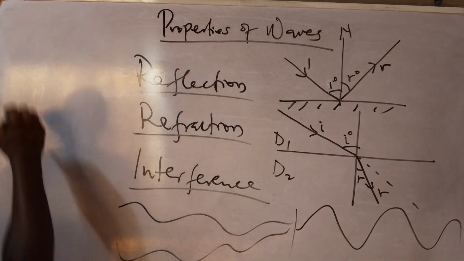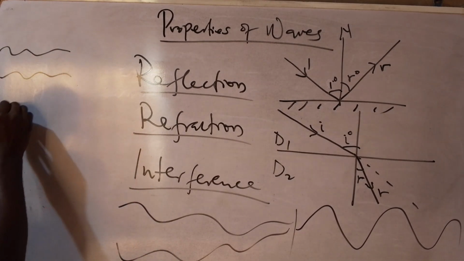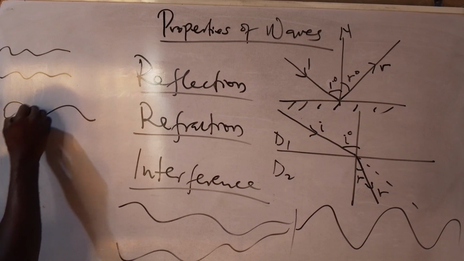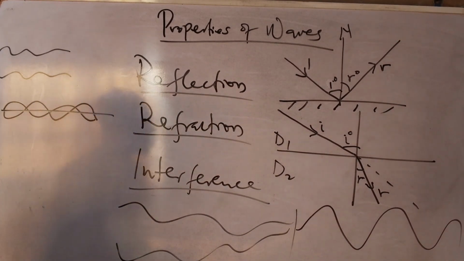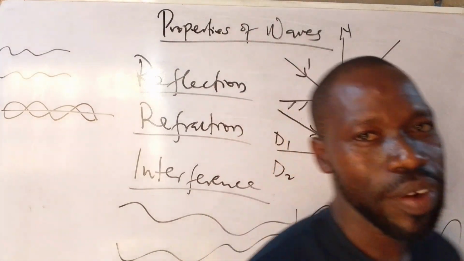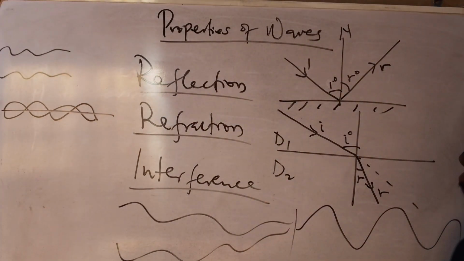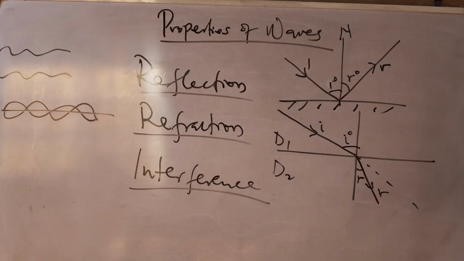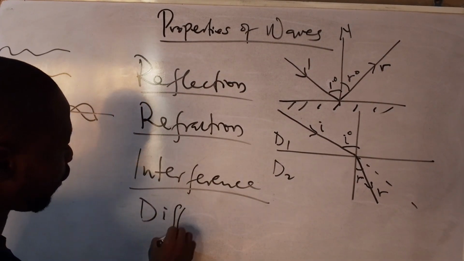Under destructive interference, wave 1 is coming and wave 2 is coming, and they form something like this. This is a form of destructive interference. The wave can cancel out. That is destructive interference. All right, let's go to the fourth property of a wave. The fourth property of a wave is diffraction.